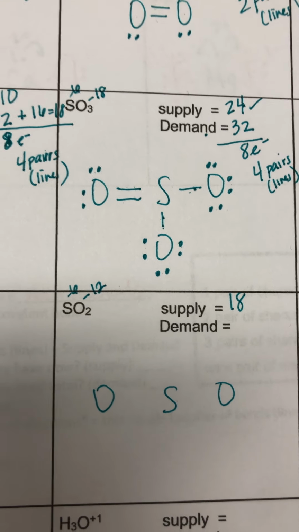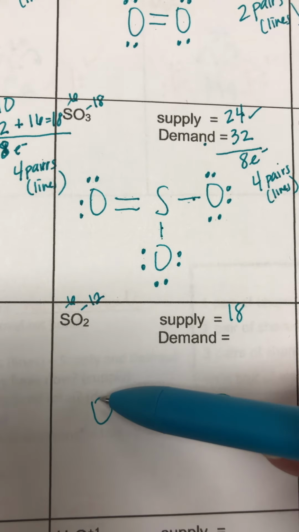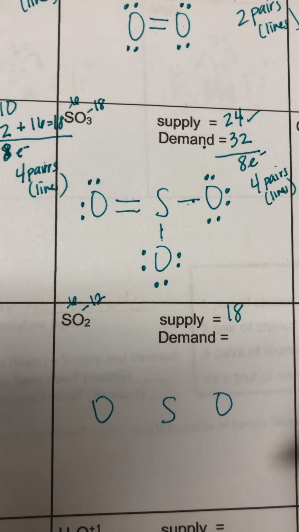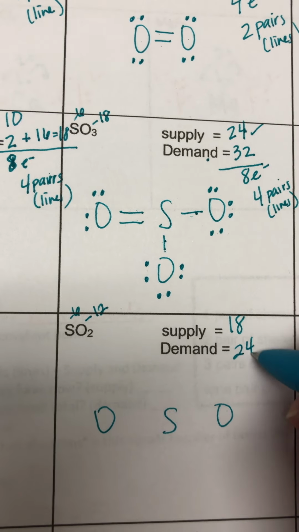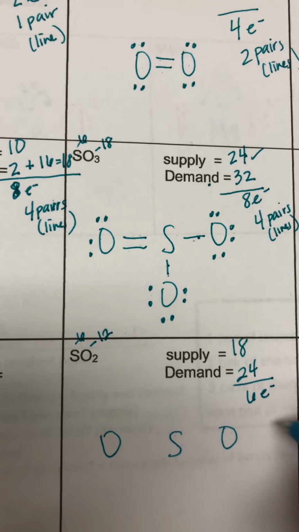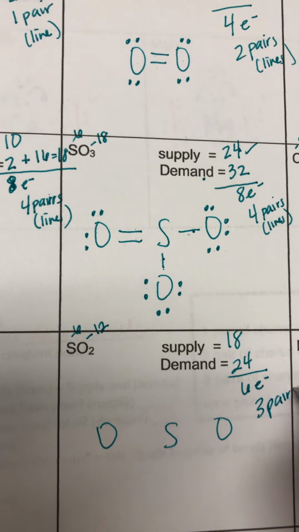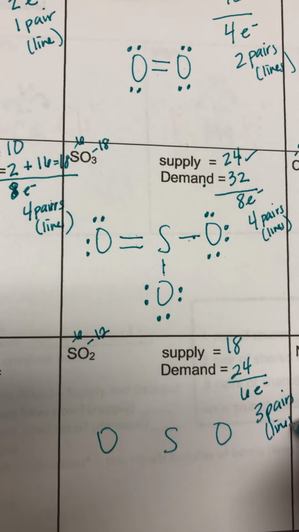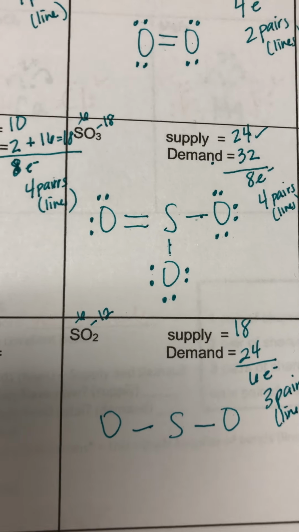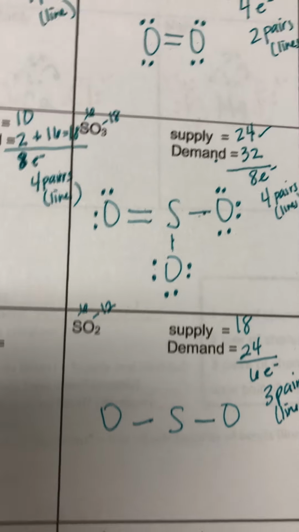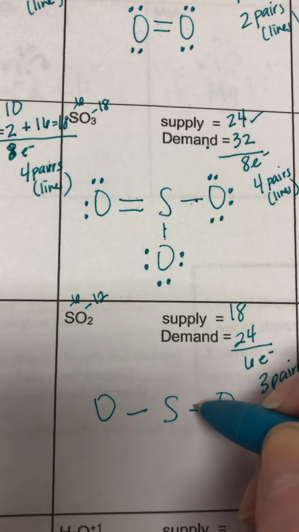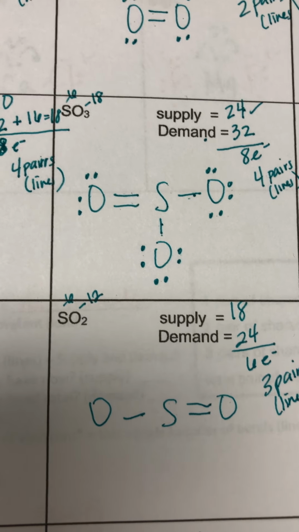For my demand, it'd be like if they all had 8, right? So there's 8 plus 8 plus 8. Okay, so that's 24. If I take the difference, that gives me 6 electrons, which gives me 3 pairs or 3 lines. Okay, so again, I know I gotta have 2 there because everything has to be connected. I gotta put 1 more line. I don't have hydrogen to worry about. Both oxygens are the same, so I can just put it right there. It doesn't really matter.